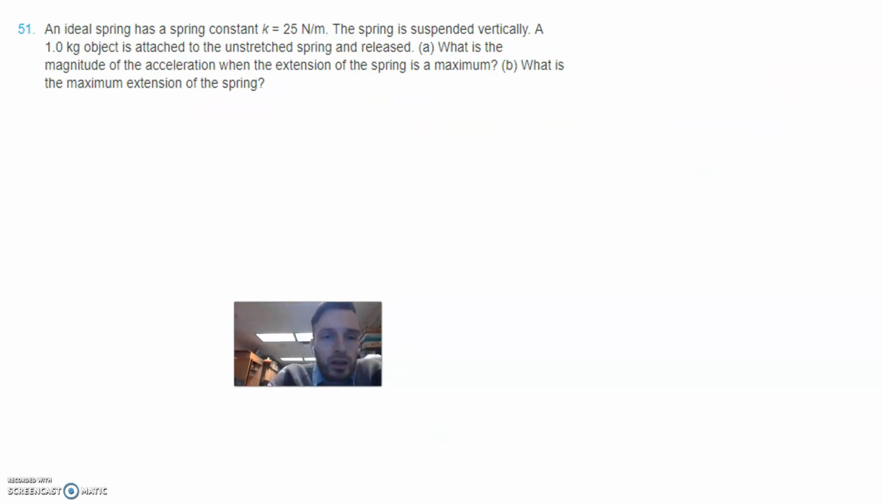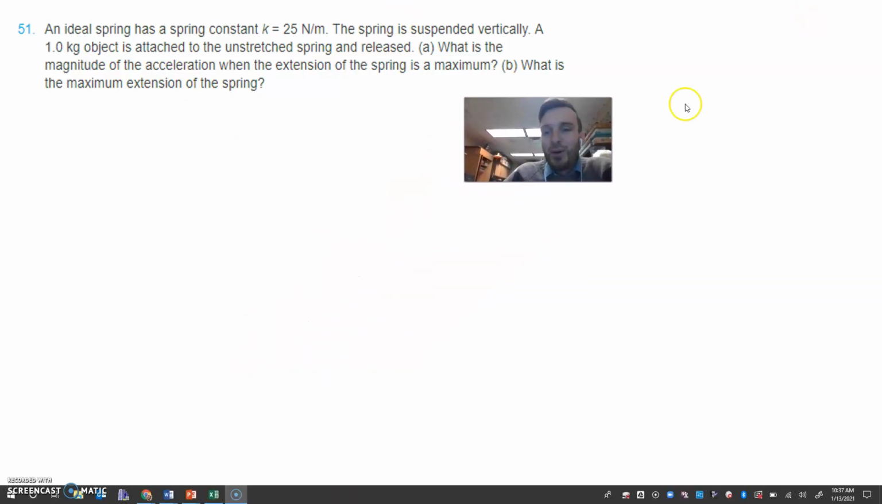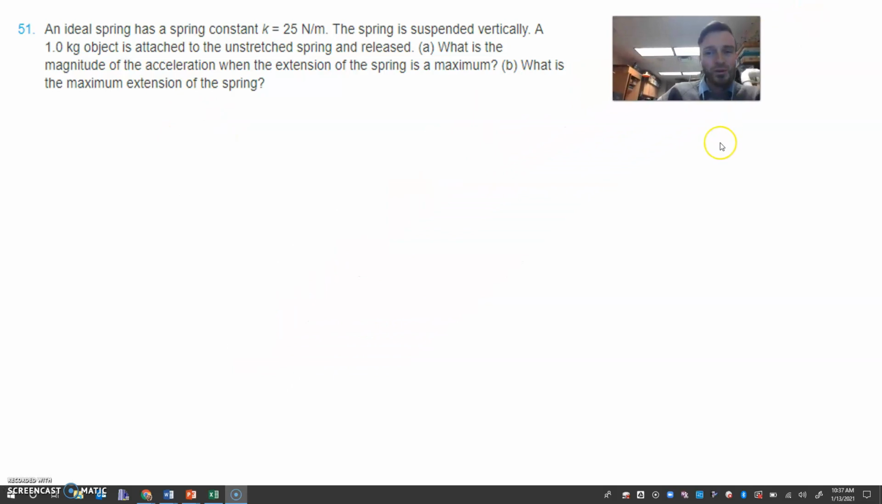An ideal spring has a constant K. It's suspended vertically, and an object hangs from it, and it's released. What is the... Here we go. Now we're going to have some fun, ladies and gentlemen. Woo! We're going to have some fun.